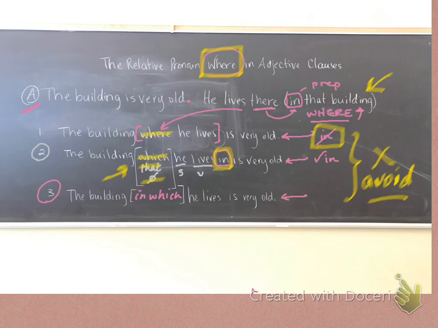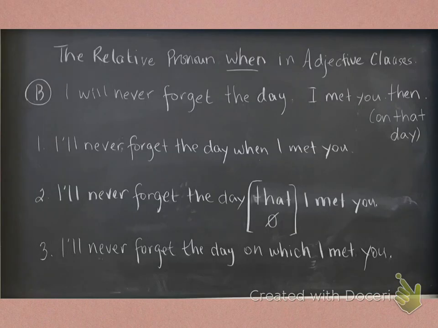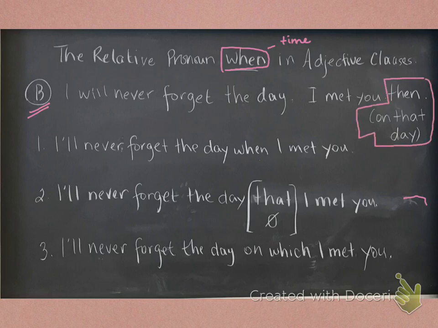So now that we've looked at where, let's jump over and look at when, because the rules here are pretty similar to what's happening with where. The relative pronoun when in adjective clauses tells you time. So they deal with time. Where deals with location and when deals with time. Our sentence B here says, I will never forget the day I met you then. So when did I meet you? I met you then, at that time, on that day. All of this tells us when.